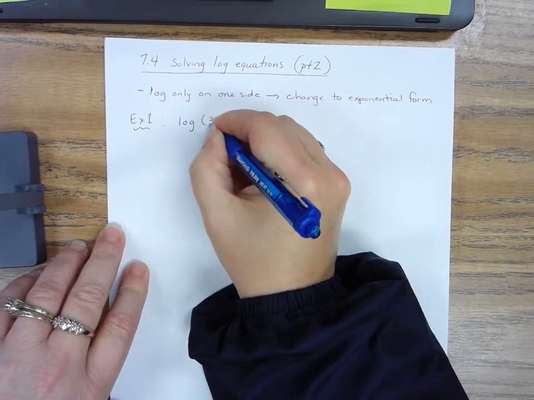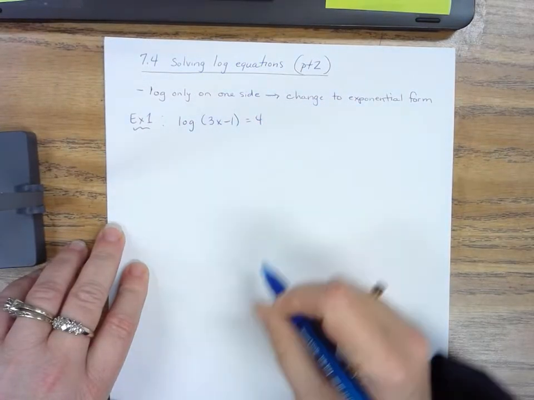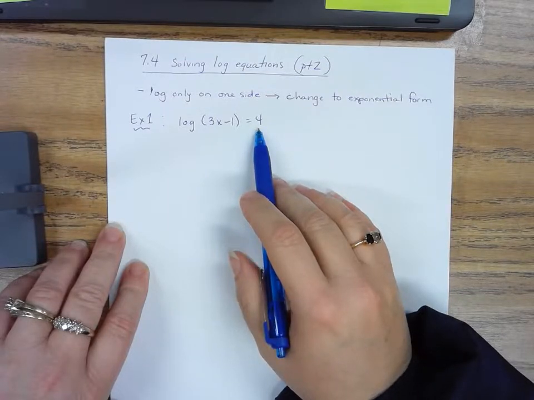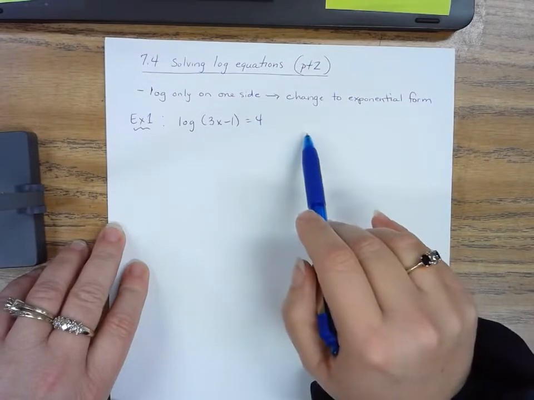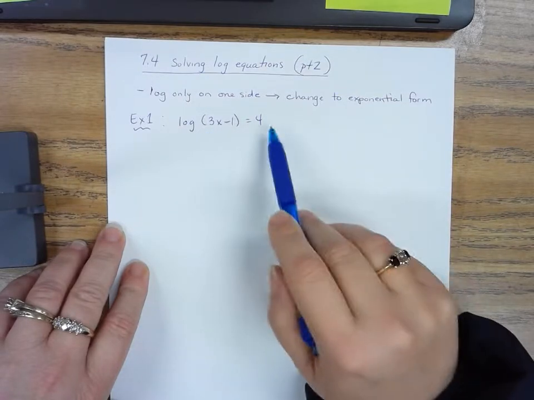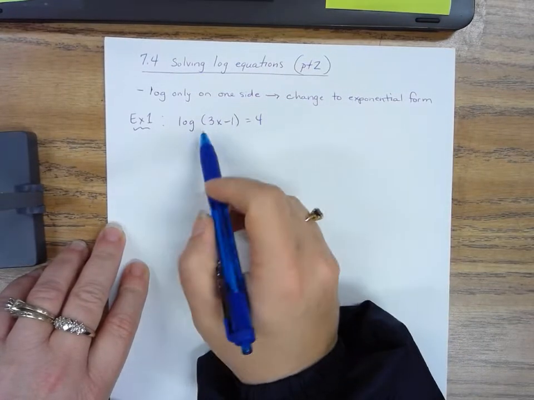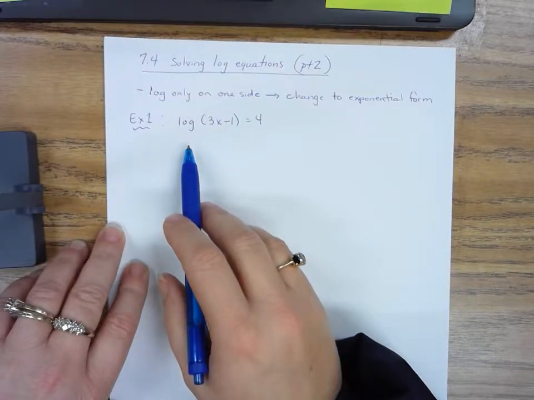Log of 3x minus 1 equals 4. You can see the difference than what we were looking at in the last video. There's only a log on the left hand side. It wouldn't matter if that was on the right hand side. That doesn't matter, although in most cases it seems like we put them on the left. And we see that there is a base here. It's just not written, so we know it is 10.